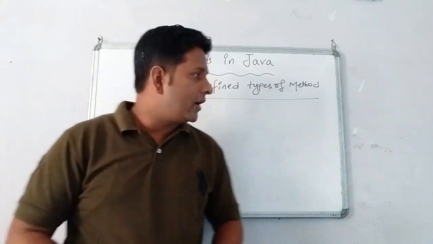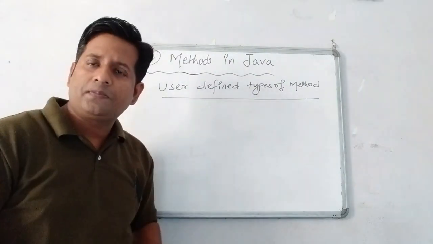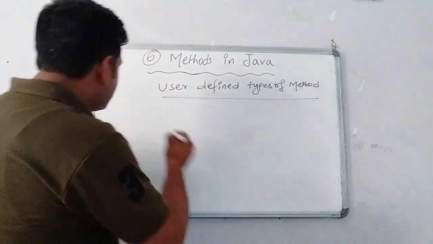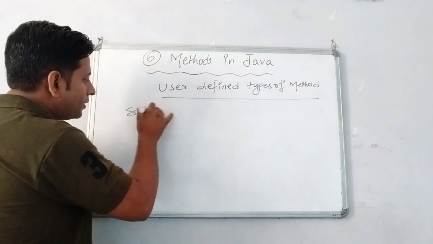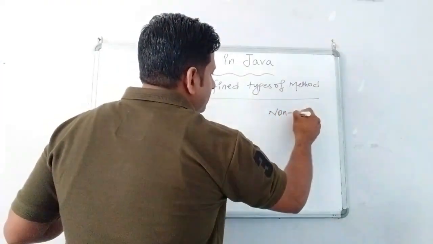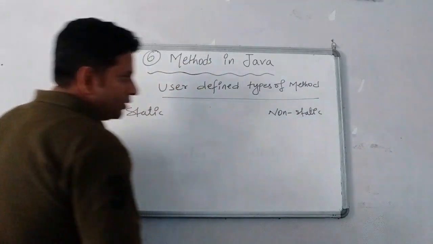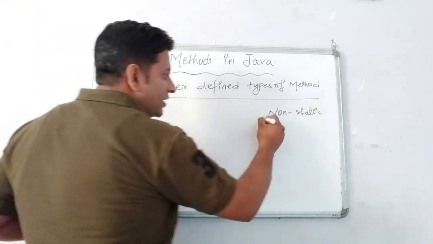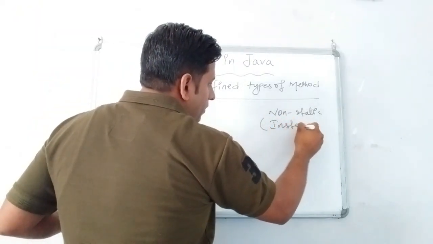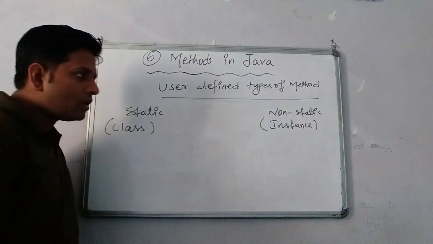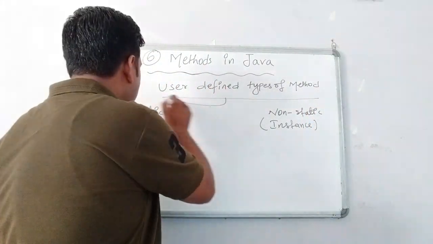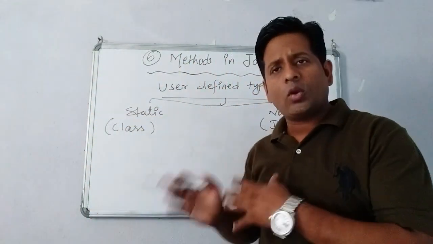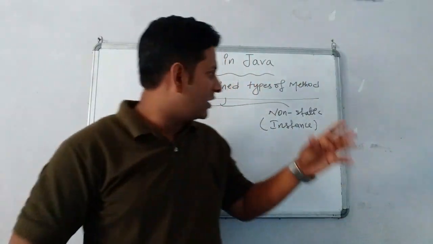See the next term, that is user defined types of methods. So what does it mean? Actually, methods are also of two different types. It can be a static method, or it can be non-static. Static methods are known as class methods, and non-static are known as instance methods. So children, you can see here, user defined types of method are two different types, static and non-static. Static are the class and non-static are the instance.